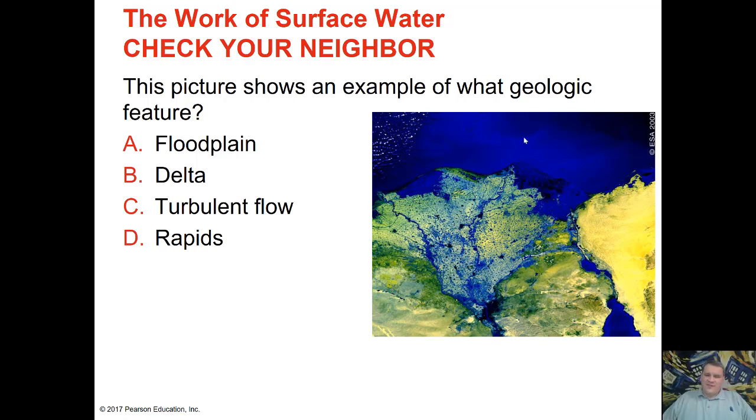All right, so looking at the overall shape of this, notice that it is generally triangular. It's got this kind of fan shape. We also have the river leading out into the sea. Specifically, this is actually the Nile River Delta, so this is the Mediterranean Sea up here. So this is a river delta. The correct answer is B.